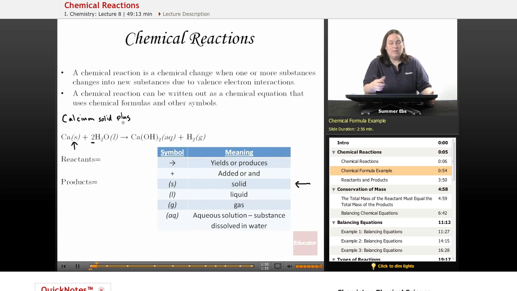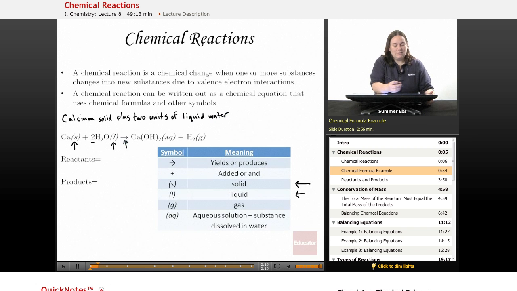Plus, that 2 means that there's 2 units of water. And then the L, go back to your table, that means we have liquid water. 2 units of liquid water. And then the arrow that points to the side, it always points to the right, that's the reaction arrow. It means yields. So our calcium plus 2 units of liquid water yields, or produces.